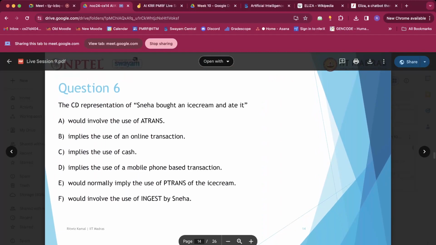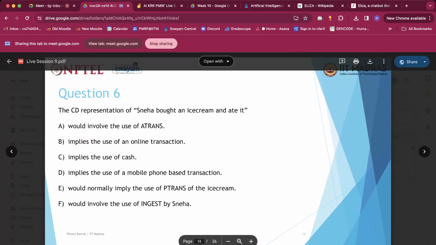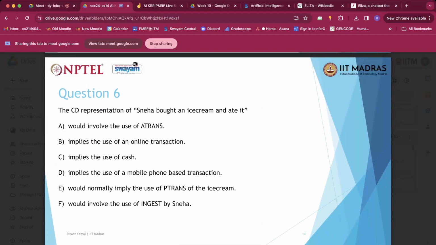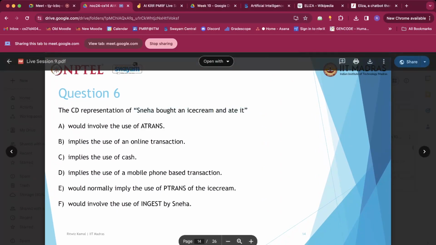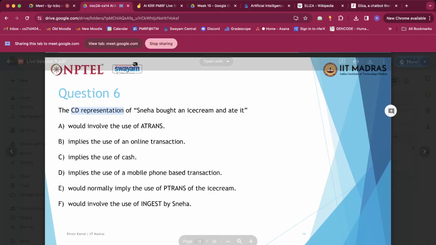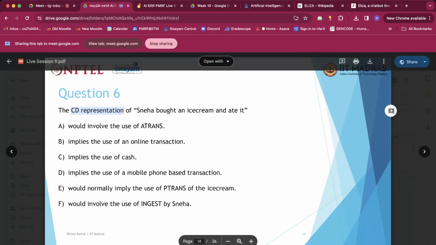So now we are given an English sentence. We are given this particular sentence that says Neha bought an ice cream and ate it. And now we have to decide what would be the correct conceptual dependency representation of this English sentence. These are some 6 options given to us, and we have to decide which of these would be true for the correct CD representation of this English sentence.